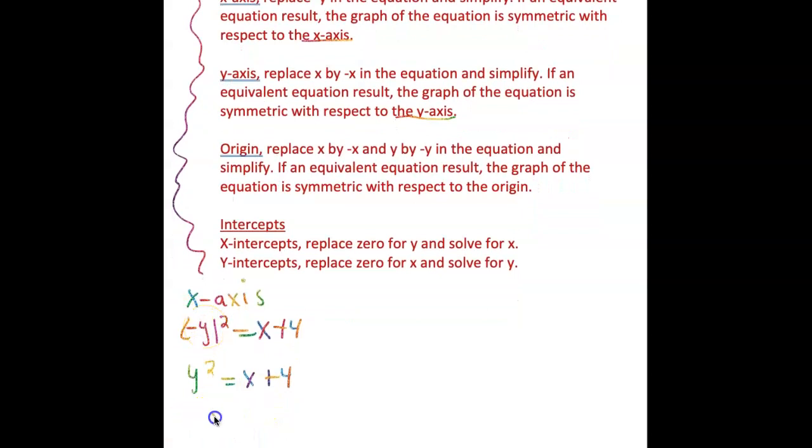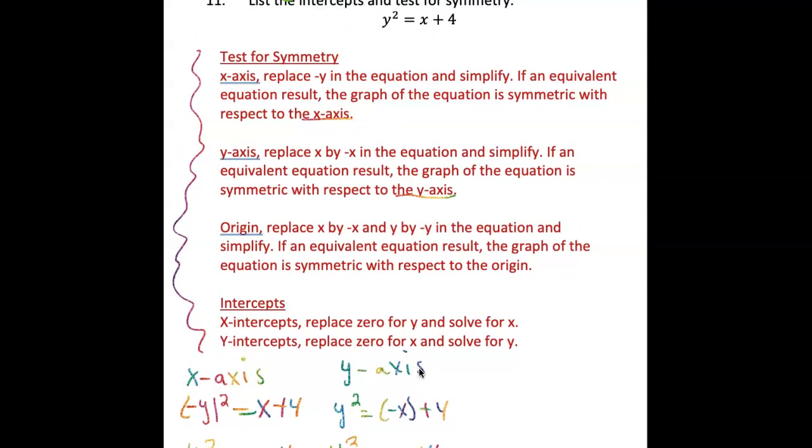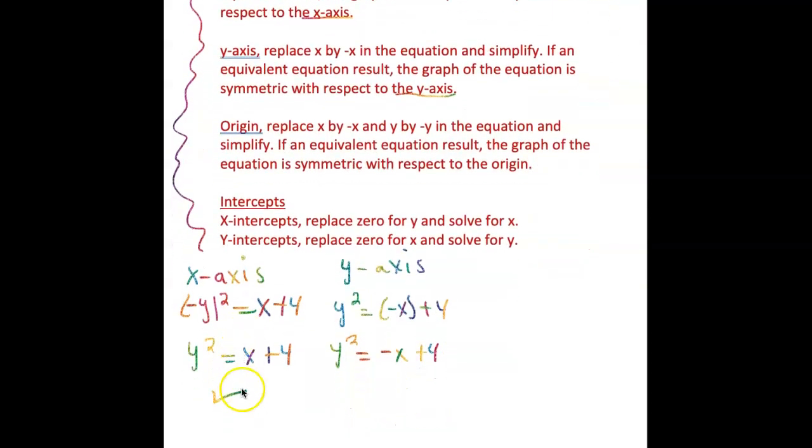Okay, so yay. Now I'm going to check the y-axis, and I'm going to substitute x with negative x. Well, that's just negative x plus 4. That's not equivalent to the original, so it does not have y-axis symmetry.